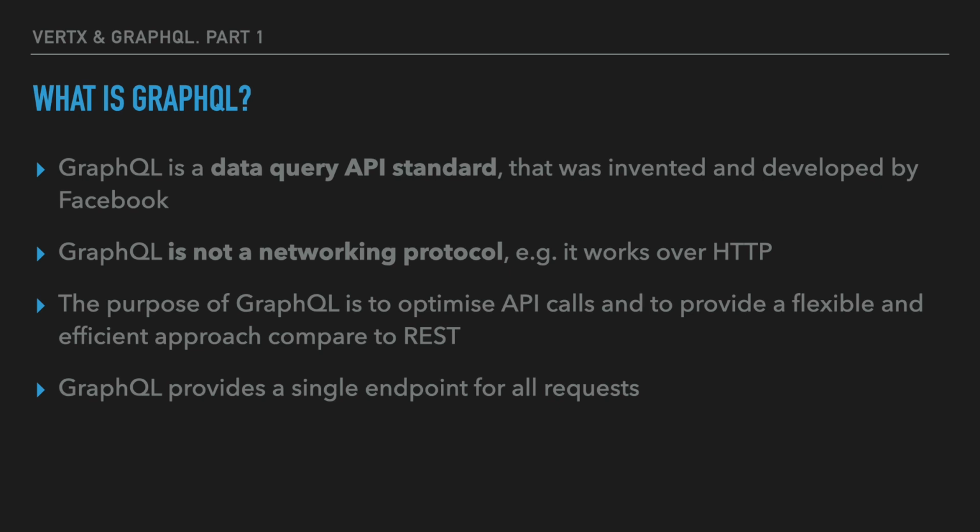With GraphQL, things are different because we will have a single endpoint for all requests, where we usually send a post request, and as a body, we send a JSON object that contains a GraphQL query. So in other words, the purpose of GraphQL is to optimize API calls and to provide a flexible and efficient approach compared to REST.